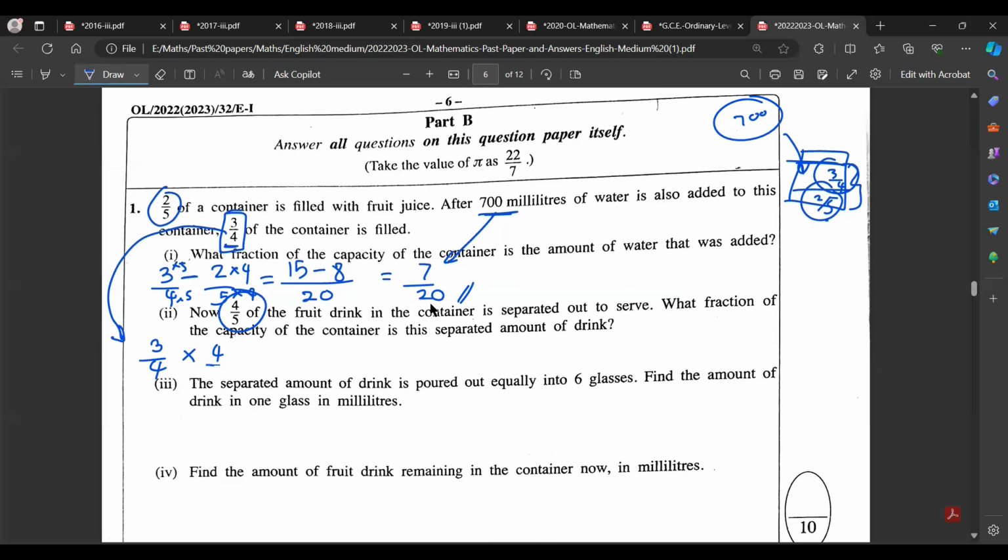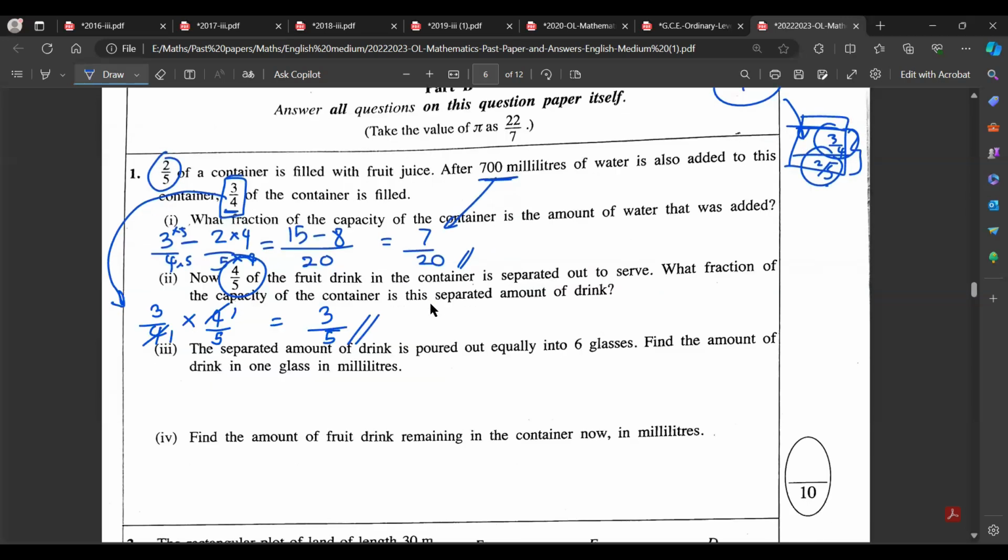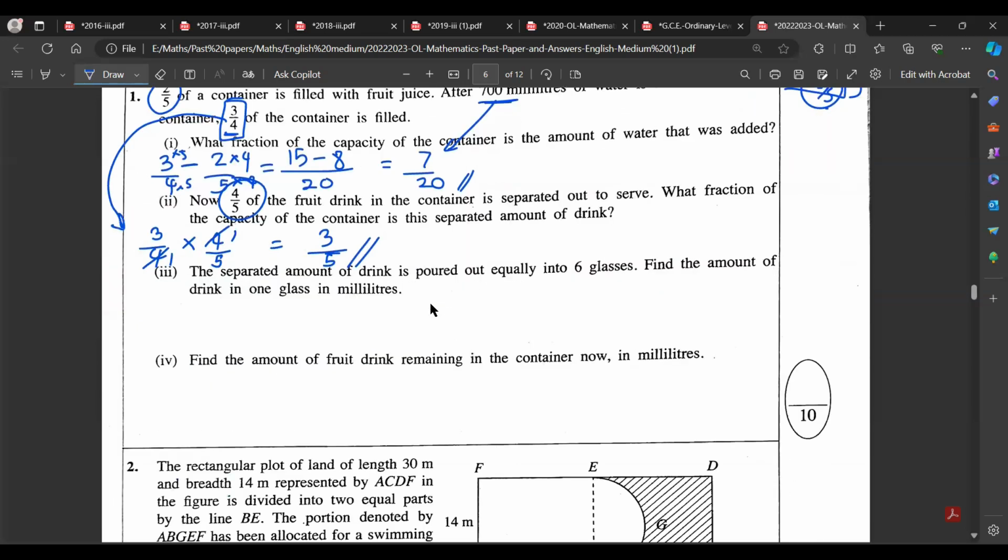By now they are filling 3 over 4. Of that they are using 4 out of 5. Now 4 and 4 cancel. What is the fraction they use? They are using 3 out of 5 for the separated amount of drink. Okay, so the separated part is 3 out of 5. Clear? The separated amount of drink is poured into 6 equal glasses. Find the amount of the drink in milliliters.